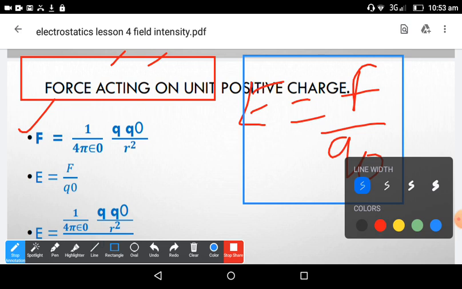Price of the bag equals 1000 rupees. It means 100 kgs equals 1000. Then what is the price of 1 kg? 1000 divided by 100, 10 rupees per kg.